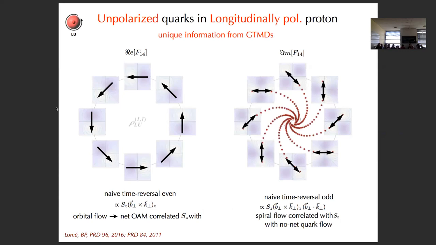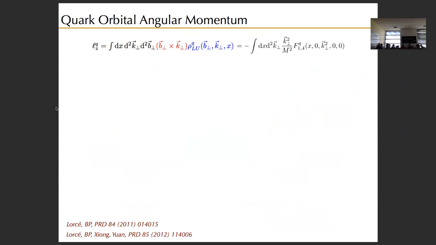So then you can make this kind of picture for all the possible polarizations, and then you see the different kinds of correlation of spin and orbital angular momentum. But I won't make any other example, and I just discuss again this Wigner distribution because this one is related to the orbital angular momentum. In particular, here you have just the classical expression for the orbital momentum, position cross momentum, and then you have your orbital angular momentum operator, which is averaged in the phase space with this Wigner function for unpolarized quark and longitudinally polarized nucleon.